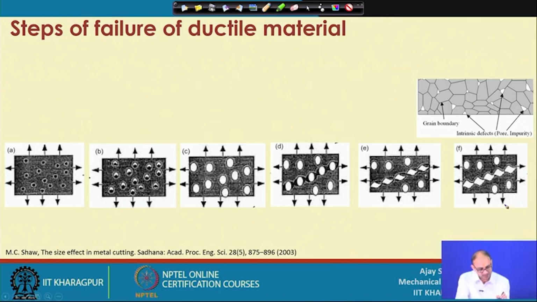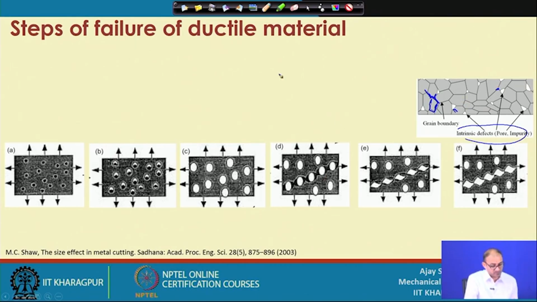This is a schematic diagram of the grain structure of this part. There are grain boundaries available. These are the grain boundaries. Intrinsic defects are also available: there are pores, these white portions are the pores, and there are some impurities also. Impurities means some foreign element is present here, which may be harder or softer than the base material. So, these are some of the defects inside it.